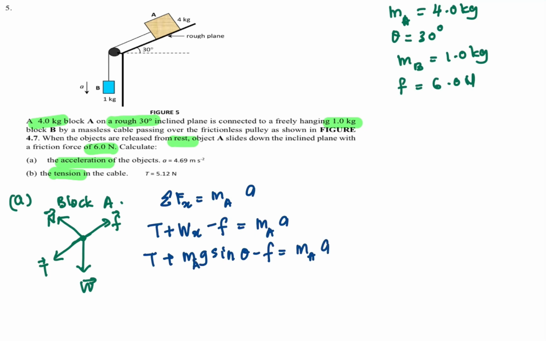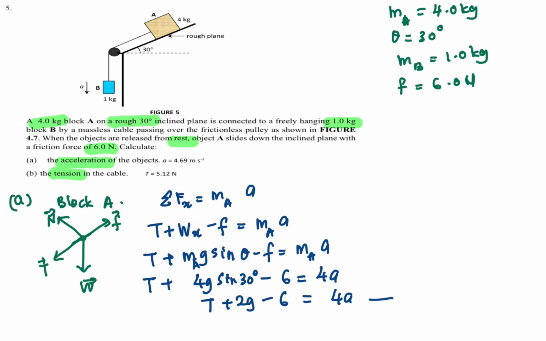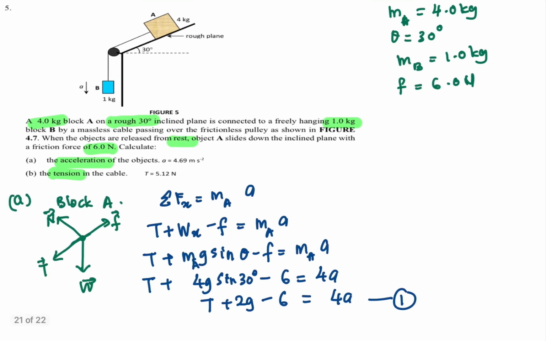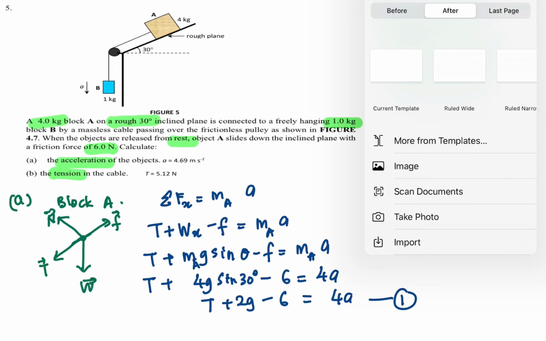So ma here, and substitute all the values. T plus 4g times sine 30 minus 6 equal to 4a, and just simplify. T plus 2g minus 6 equal to 4a. Okay, so this was the first equation, and then you can do the second equation for block B.